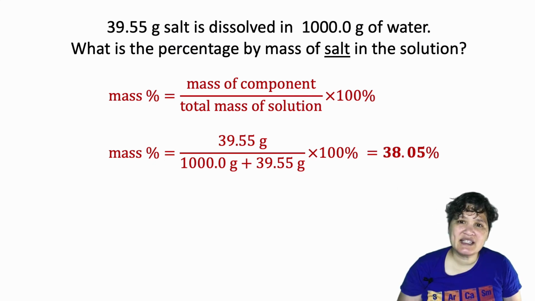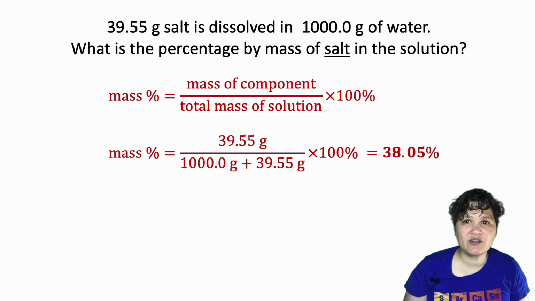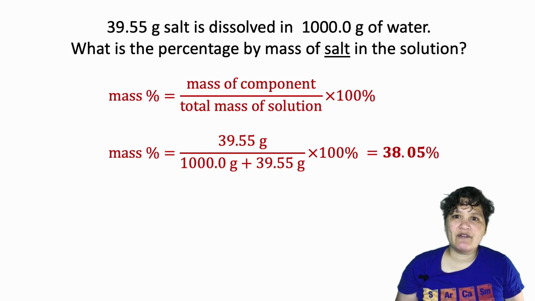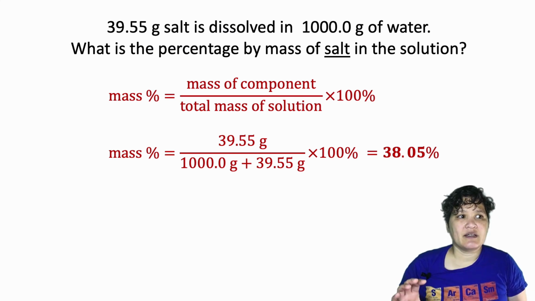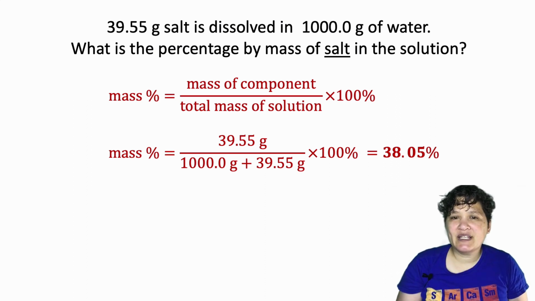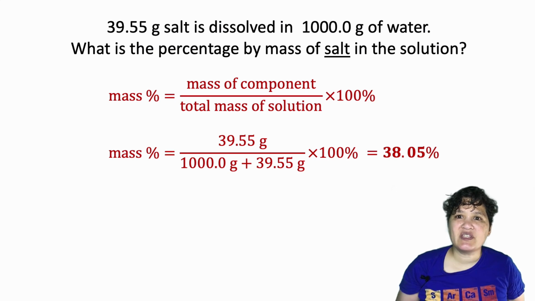3.805%. The nice thing about using mass percent, as I said earlier, is that almost everything we throw into solution, we can weigh very easily. And so here, we're just using masses that we can easily measure. And so you'll see mass percent around a lot in real life.